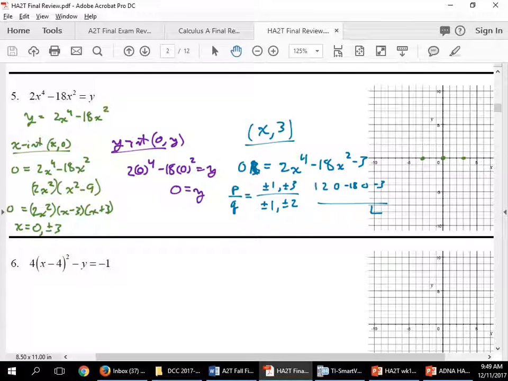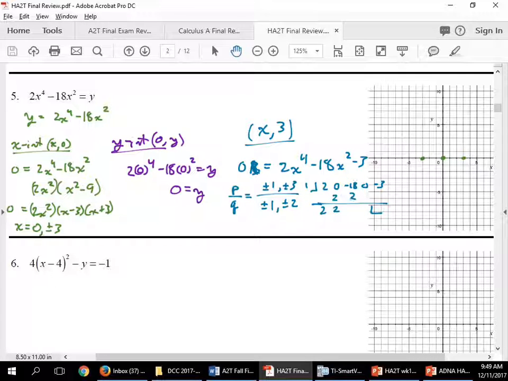Do you guys know where all those numbers came from? I'm doing synthetic division. We have a 2 because the leading coefficient here is 2. We have a 0 because we have a missing term, the x to the third. We have negative 18 because we have an x squared with negative 18. Then we have a 0 because there's no x, and then we have a negative 3. Which number do you think is going to give me a 0 right here? Let's try 1.